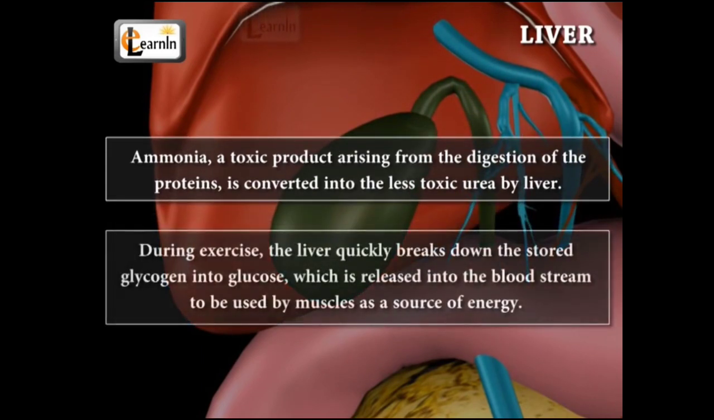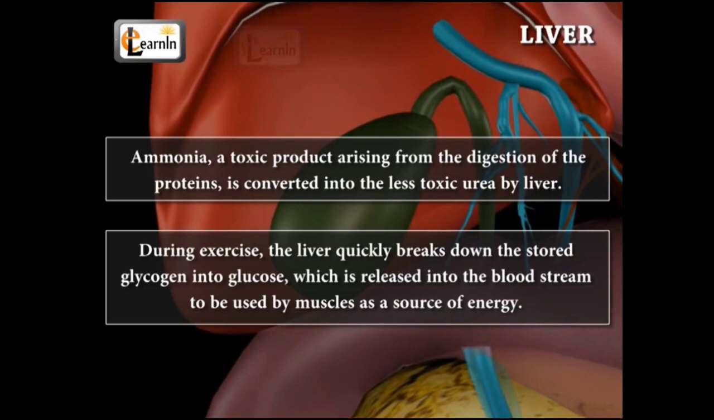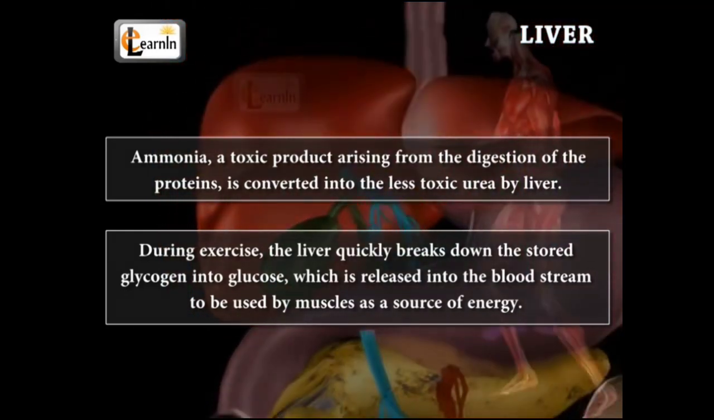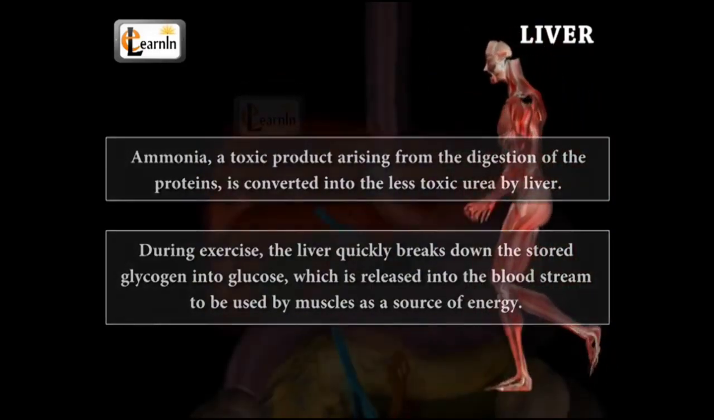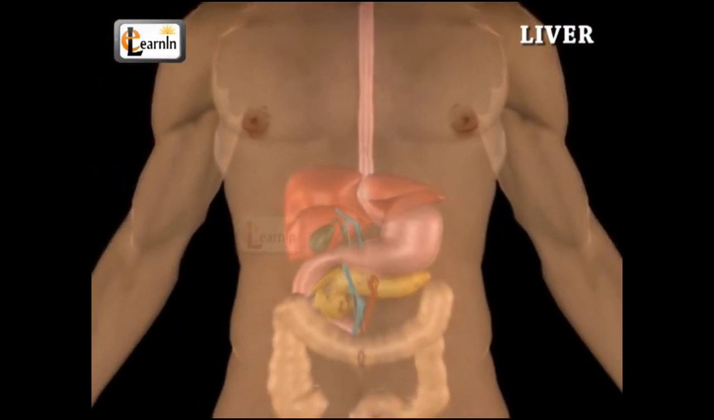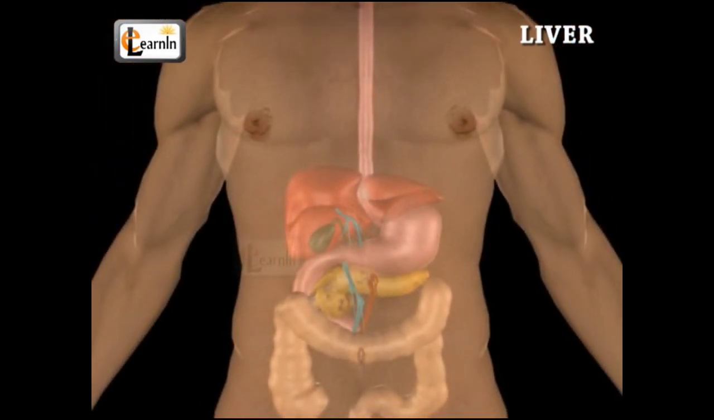During exercise, the liver quickly breaks down the stored glycogen into glucose, which is released into the bloodstream to be used by muscles as a source of energy. Another function of the liver is to make cholesterol and other fats that are needed by the body. Maintaining a healthy digestive system is essential for the health of the liver and other organs so that they can continue to perform their daily tasks that are vital to the overall health and well-being of a person.